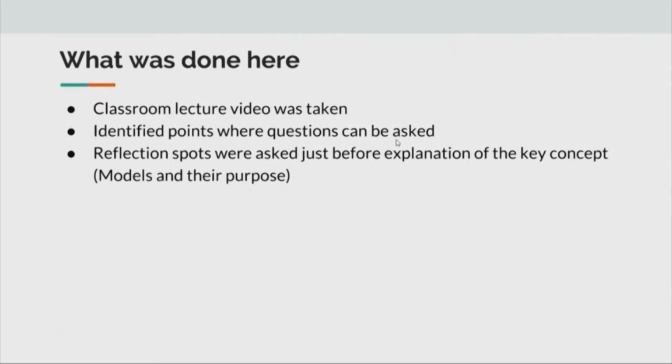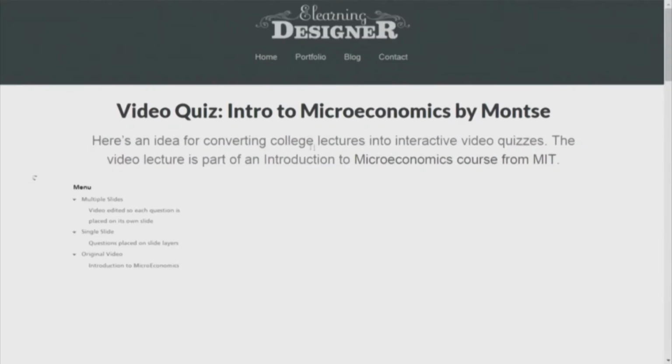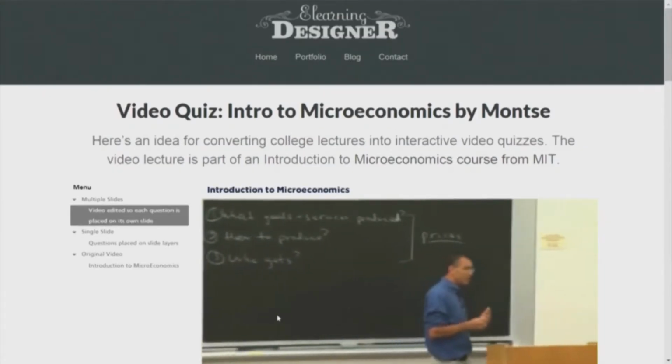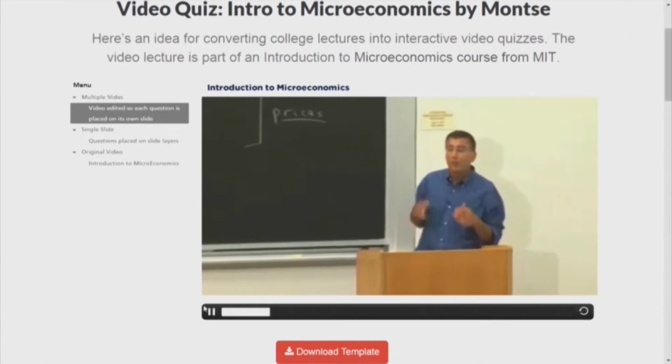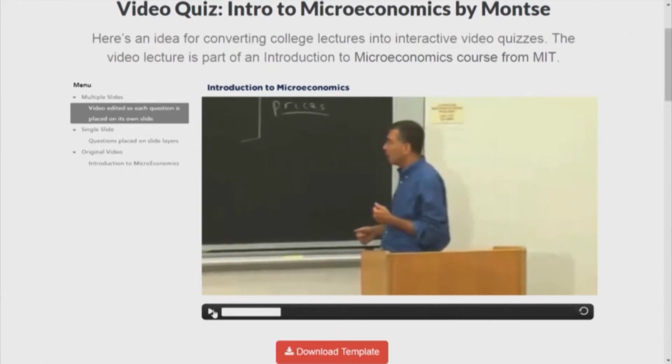So let's now look at another form of inserting reflection spots in video. Over here, I'll tell you what is happening. This is actually a microeconomics course from MIT. This is a classroom lecture. It has been videographed, and the instructor is just inserting a particular question in the slide.